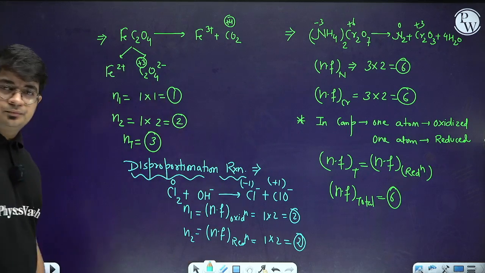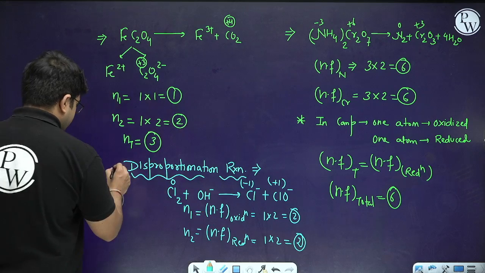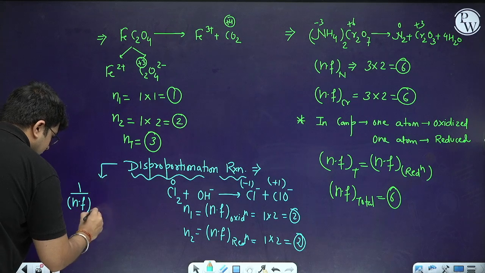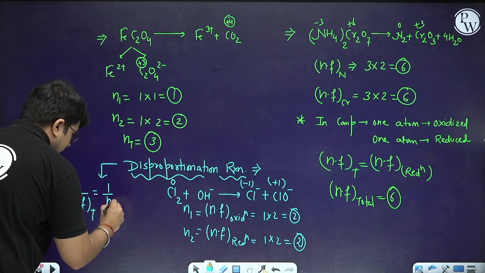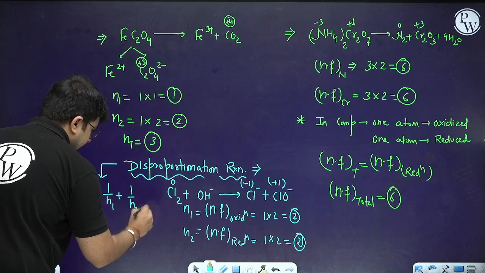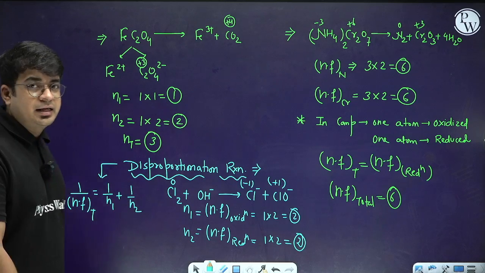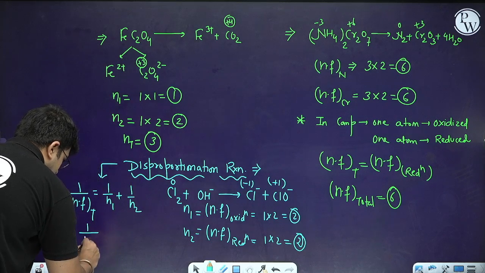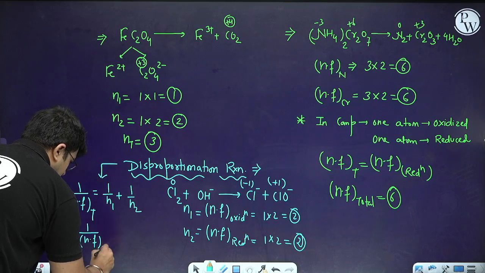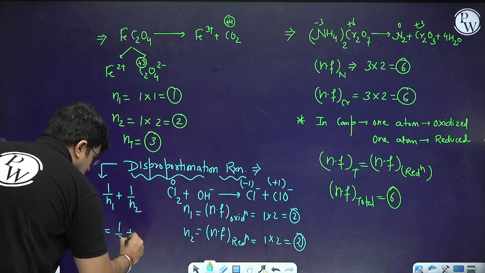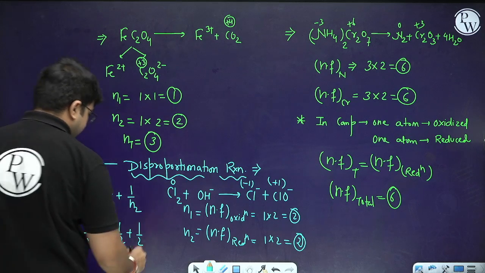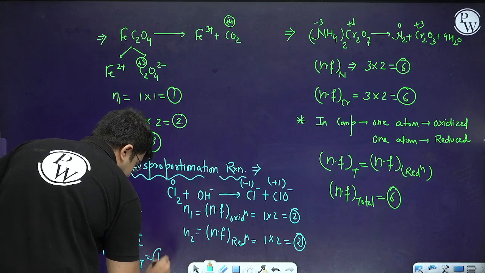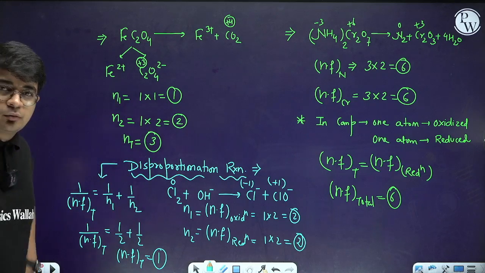In the case of a disproportionation reaction, always remember that 1 upon N factor total will be equal to 1 upon N1 plus 1 upon N2. That is the entire case. So if I calculate for this particular part, 1 upon N factor total will be equal to 1 upon 2 plus 1 upon 2. That will be 1. So N factor total in that case will be 1 only. I hope this part is clear.